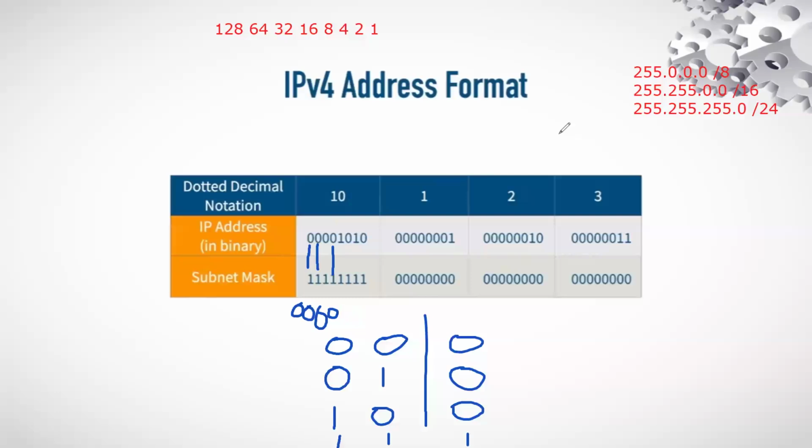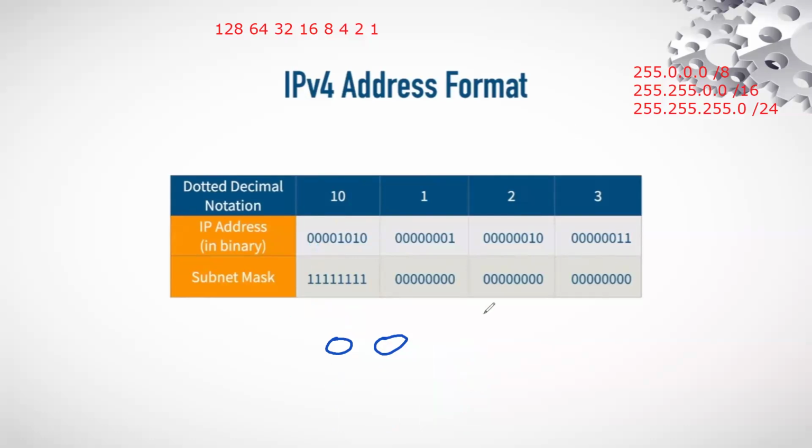Now that we understood this, let's try to understand how the addition operation happens. Same thing: 0 plus 0 is 0. 0 plus 1 is 1. 1 plus 0 is 1. Now 1 plus 1 is again 1. That is what the addition operation is all about.